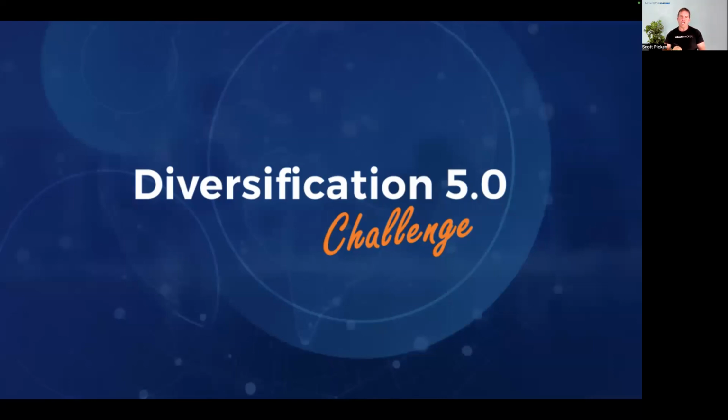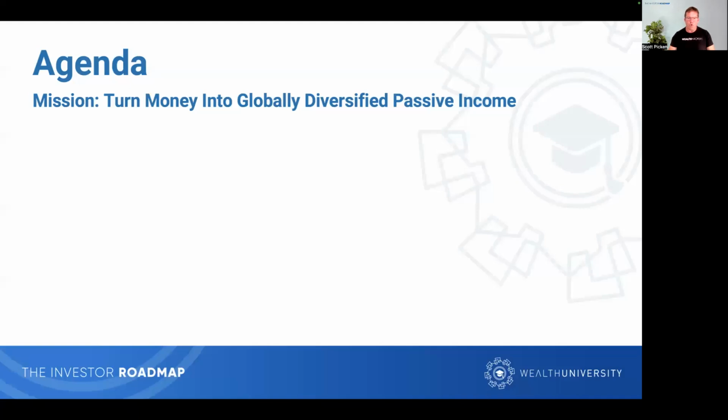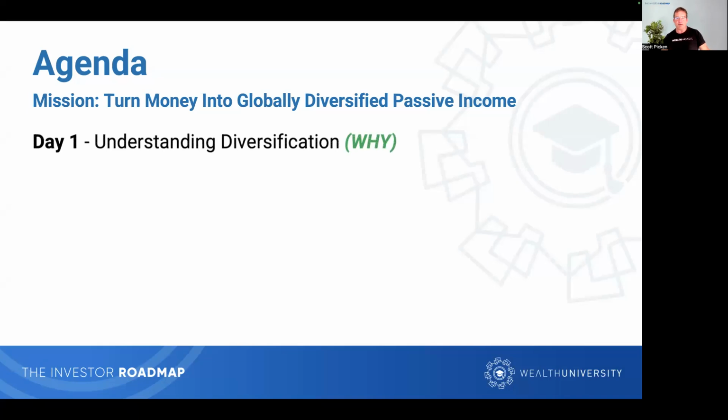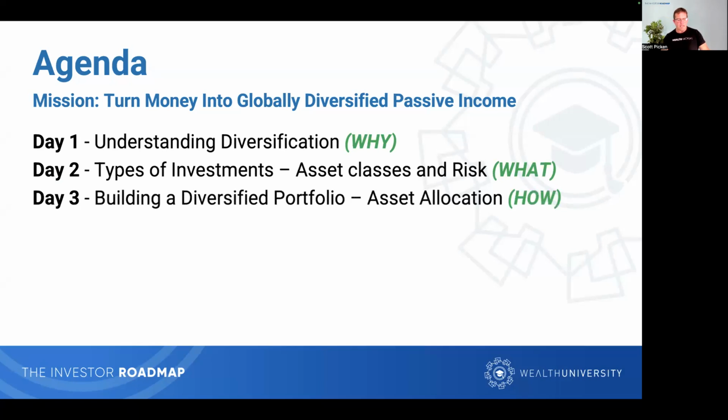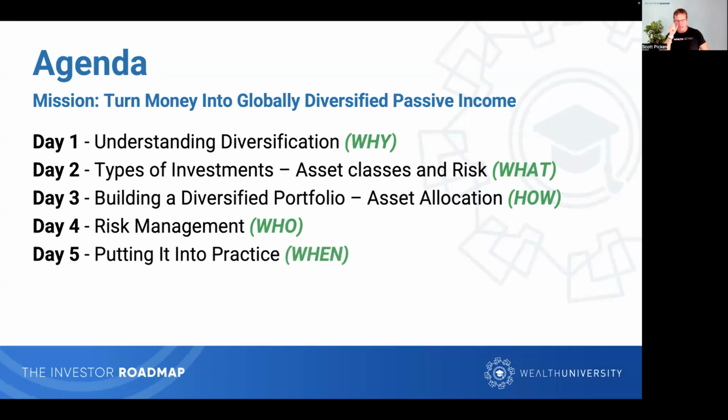The diversification challenge is a 5-day event, 2 hours a day for 5 days, where we run through all the theory. It's about turning money into globally diversified passive income. Day 1 is all about understanding diversification, the why. Day 2 is types of investments, so it's asset class and risk, the what. Day 3 is building a diversified portfolio, about asset allocation, the how. Day 4 is about risk management, the who. And ultimately, day 5 is all about putting it into practice, the when.